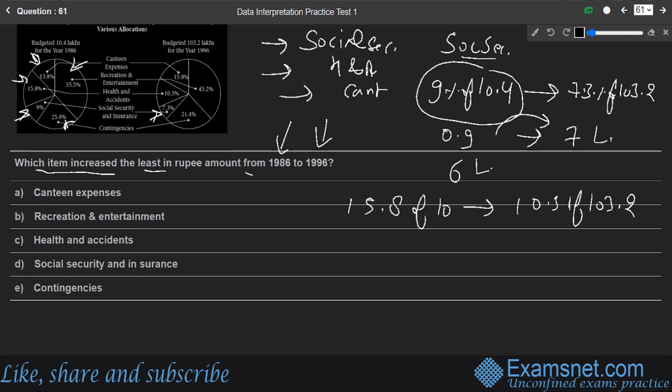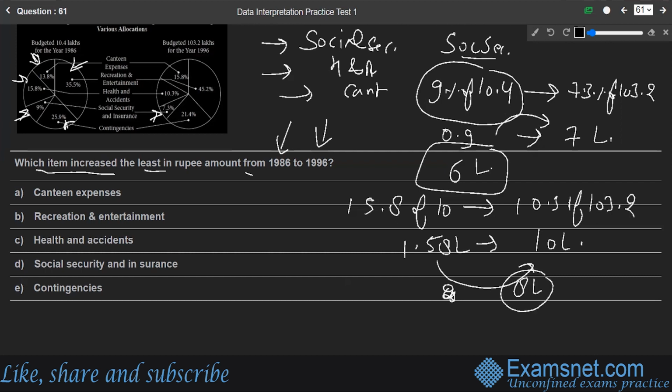So 15.8% of 10 lakh, somewhere, 10% is 1 lakh, so it is somewhere close to 1.58 lakhs. And the next one is 10.3% of 103.2 lakh, that is somewhere close to 10 lakh only. So if we do the difference here, this is somewhere close to 2 lakh, somewhere close to 8 lakh, that is the difference. So clearly the least value still continues as social security, so we can obviously discard this.